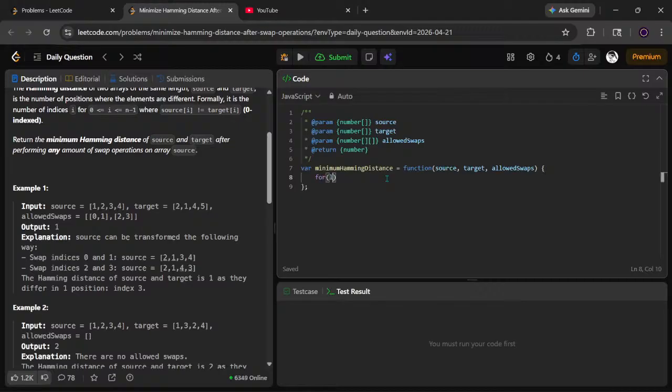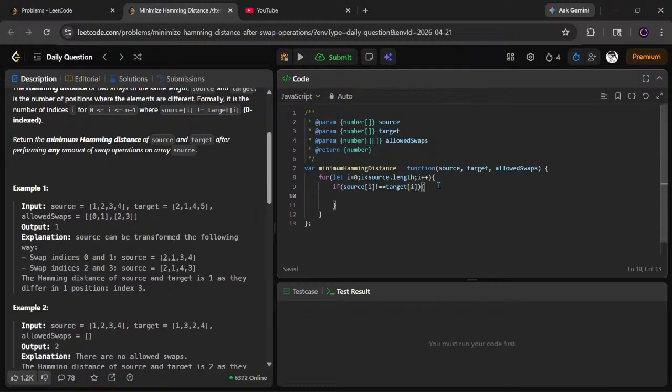Let me go with the for loop itself. Since source and target have the same length, we don't have to worry about the length. Now, if my source of i is not equal to source of target, no, sorry. Whenever it is not equal, then we have to swap, right?